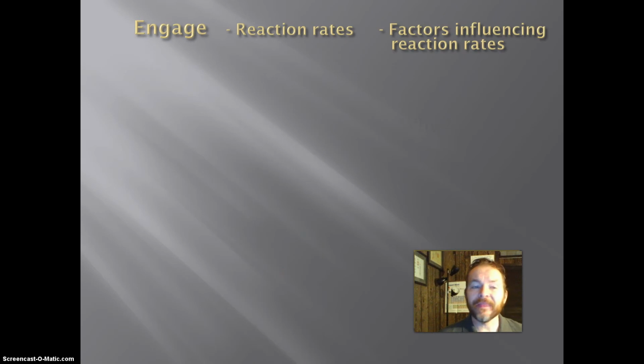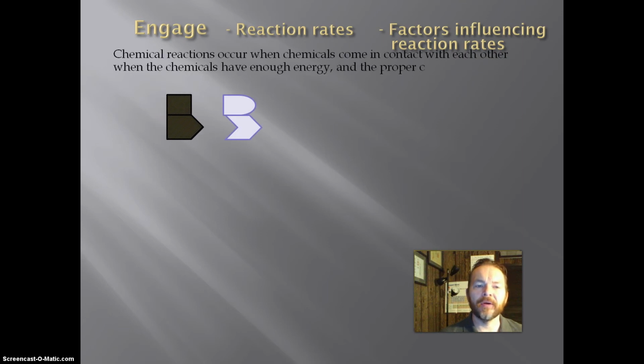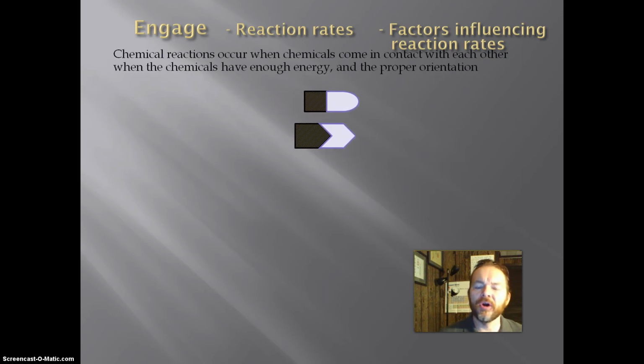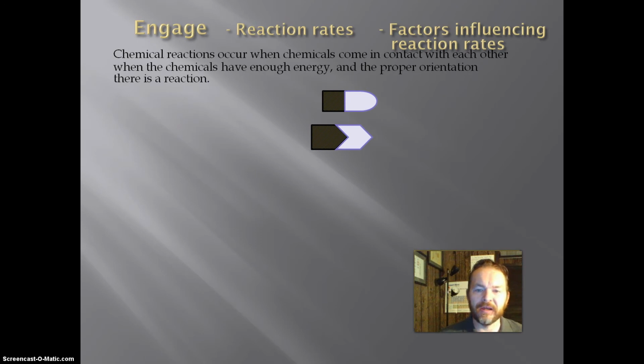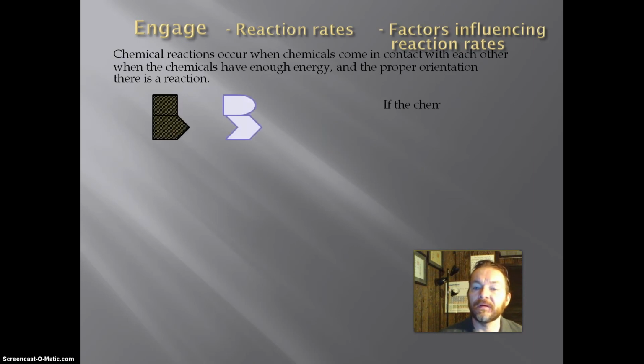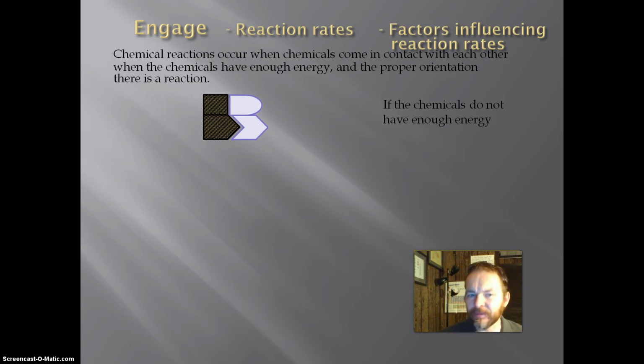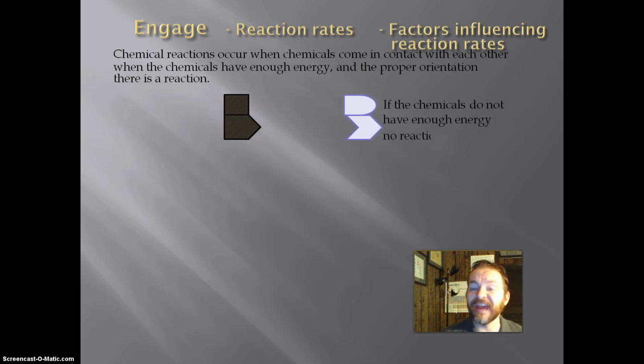So if we are going to think about why this happens, we want to know about chemical reactions. They occur when chemicals combine with enough energy and the proper orientation. That is what makes a reaction. If they don't have enough energy, when they combine, nothing will happen. They'll just sort of bump and move each other, but there will be no reaction because they don't have enough energy to cause the reaction to occur.